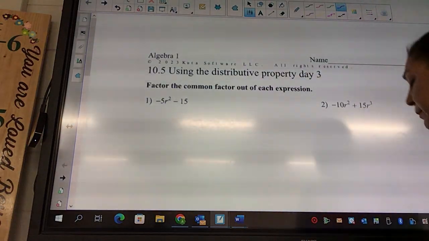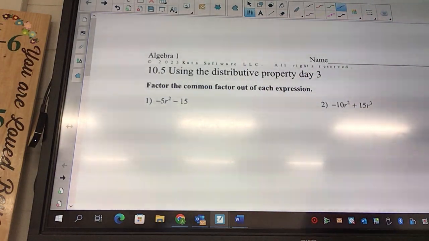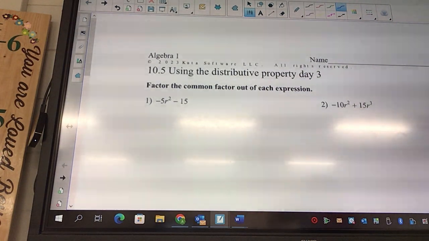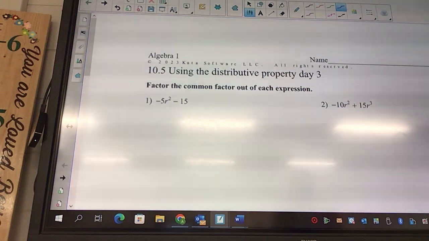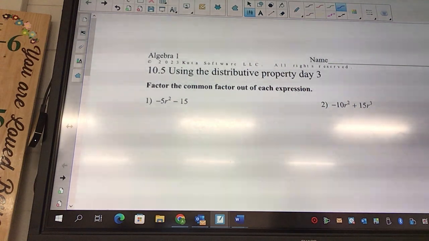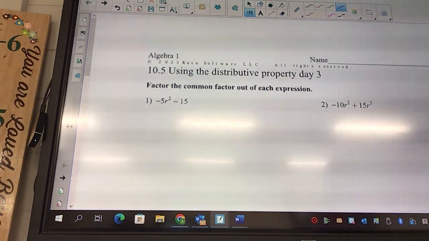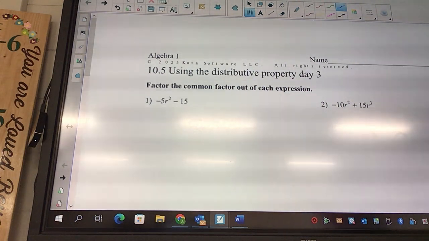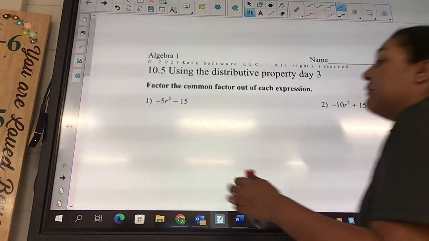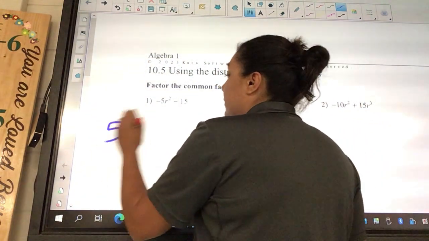What is the biggest number I could possibly take out? 5, okay? So you look at the two numbers, one's 5, one's 15, and 5 is the smallest of those two numbers. Now, it could be a 5, or a 4, or 3, or 2, or 1. But in this case, it so happens to be 5 because 5 divides into 5, and 5 divides into 15.